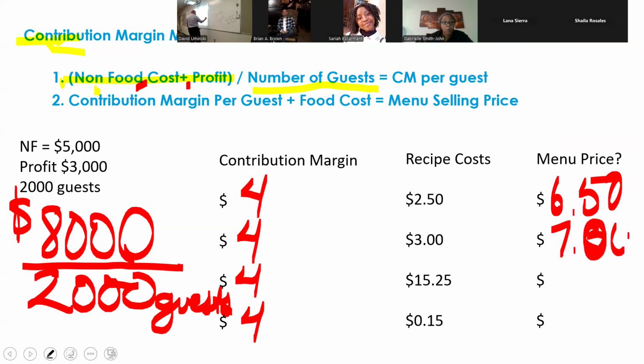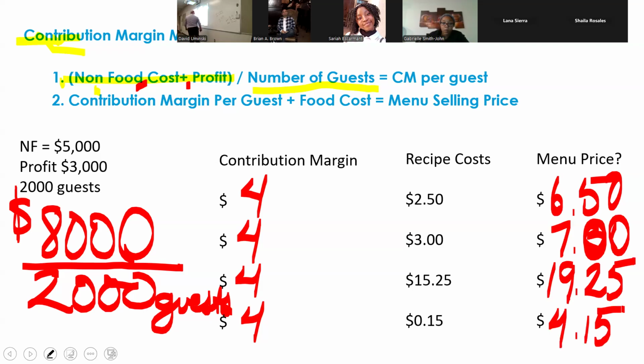$4 plus 3 is 7. $7. 19.25. And then lastly, $4.15. Okay.